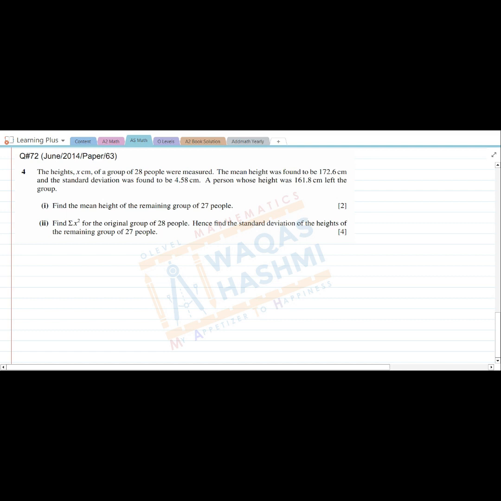It's June 2014 paper 6. The height x centimeter of a group of 28 people was measured. The mean height was found to be 172.6, and the standard deviation was found to be 4.58. A person whose height was 161.8 centimeter left the group. Find the mean height.